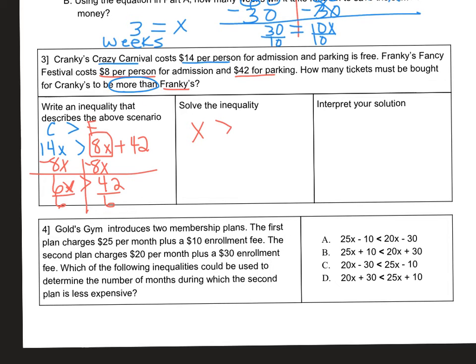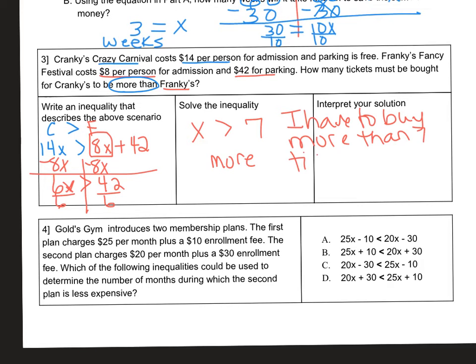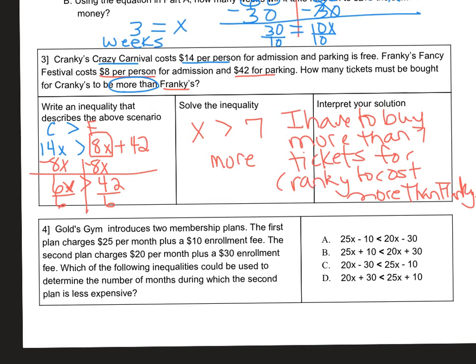So this inequality says x has to be greater than 7. So it says how many tickets must be bought for Cranky to be more than Frankie? Well, according to my inequality, the tickets that I buy, I have to buy more than 7 tickets for Cranky to cost more than Frankie's carnival. All I did was go back and answer the question, okay?